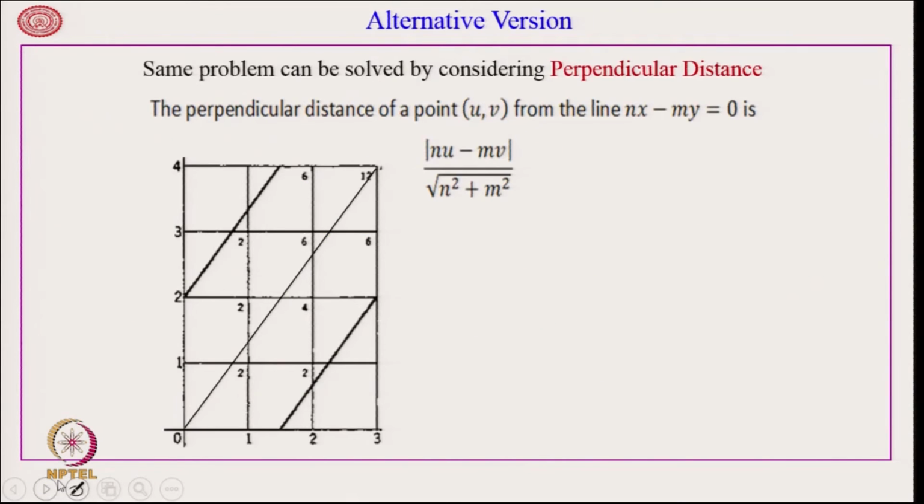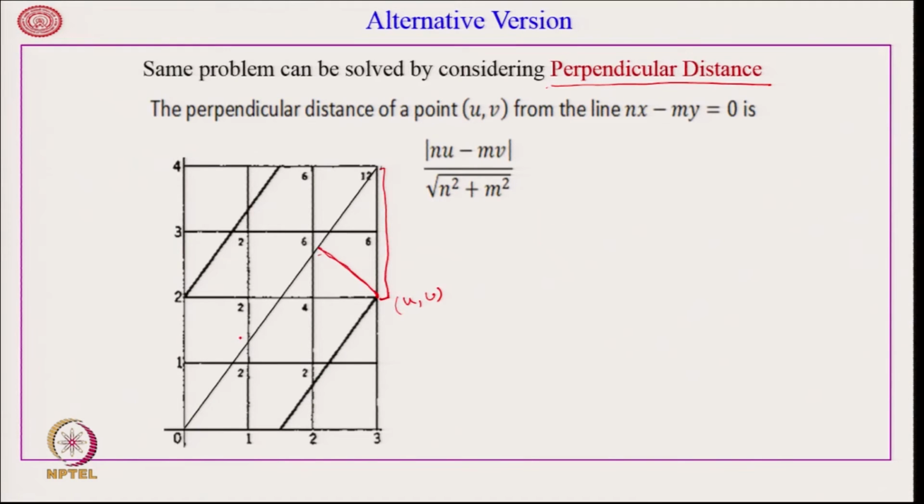Now, we present an alternative way of calculating that. In the previous one, we have taken vertical distance. If you remember, we were talking about this distance. Now, in the alternative version, we consider perpendicular distance. That means, from any point u v, we draw a perpendicular to the diagonal and we look at its length, that is the perpendicular distance from a point u v to the diagonal line.